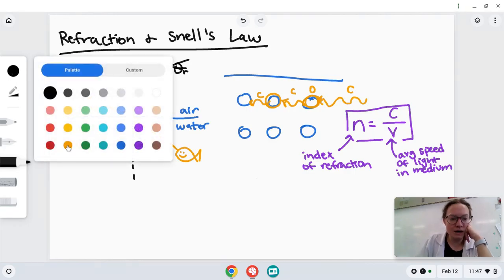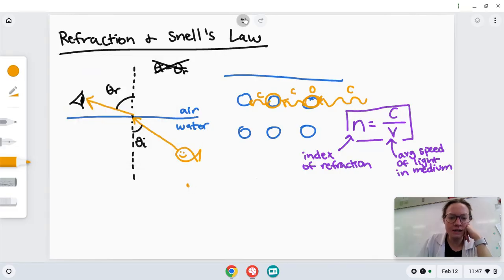This means that when your eye looks at the little fish, your eye is going to trace back. Your eye can only see in straight lines. And so your eye is going to trace this back and your brain is going to say, oh, I get it. It looks like this little fish comes from right here.